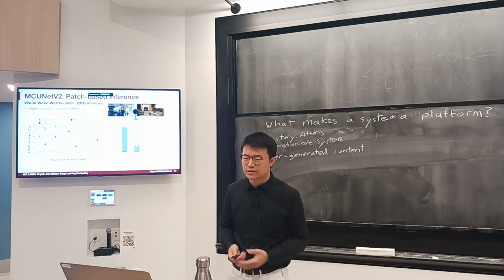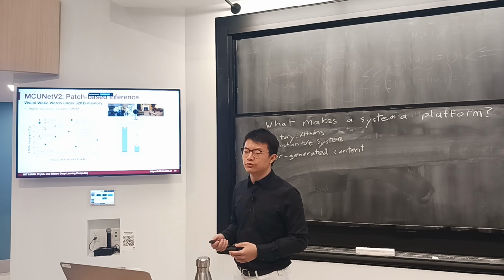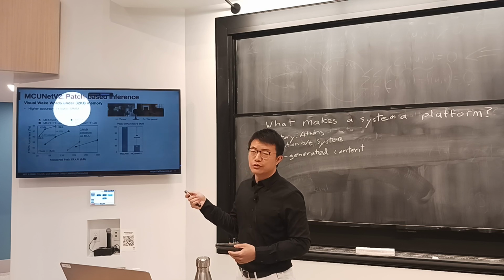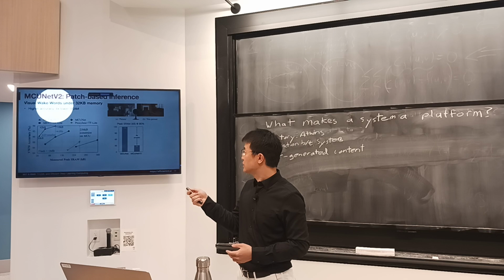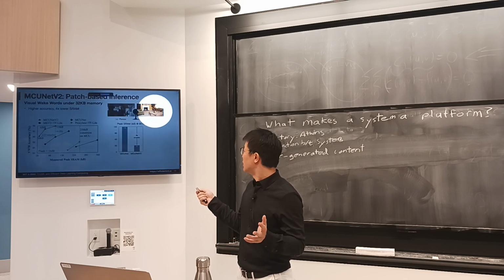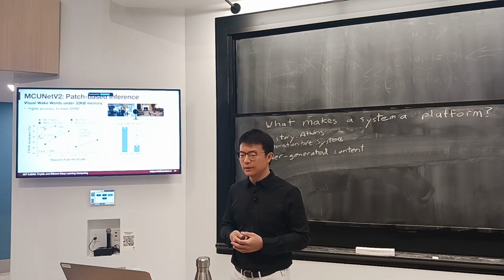Okay, so putting everything together, we can further improve visual wake words under only 32 kilobytes of memory. So what is visual wake word? Basically, detecting whether there is a person or no person in the field.